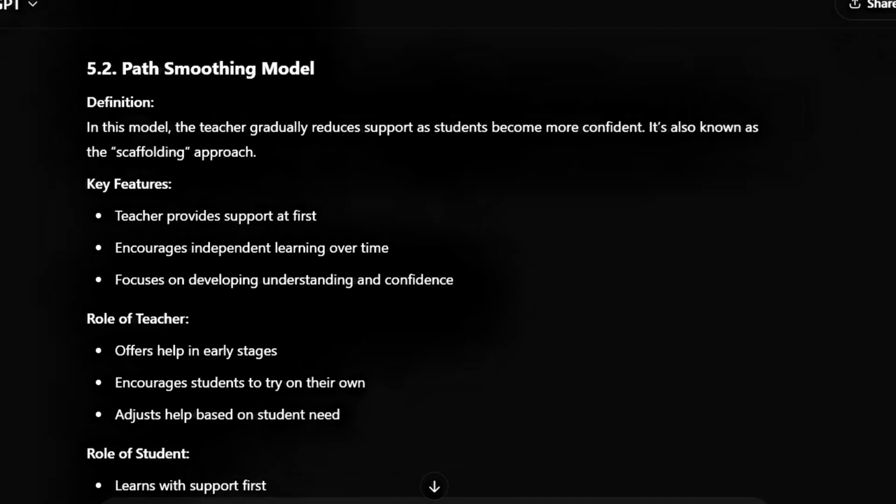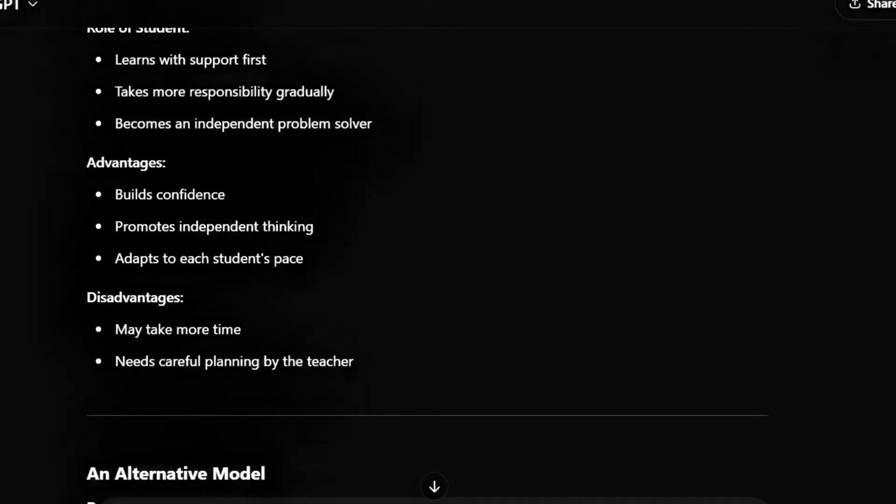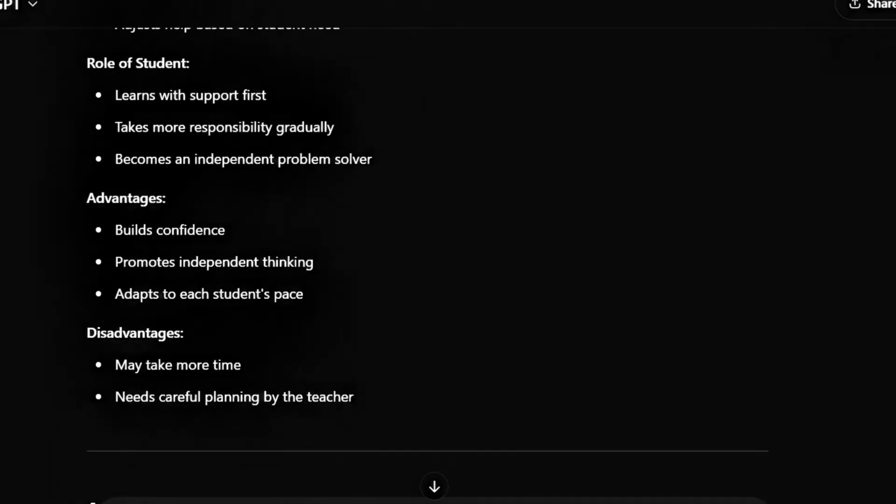Key features: teacher provides support at first, encourages independent learning over time, focuses on developing understanding and confidence. Role of teacher: offers help in early stages, encourages students to try on their own, adjusts help based on student need. Role of student: learns with support first, takes more responsibility gradually, becomes an independent problem solver.